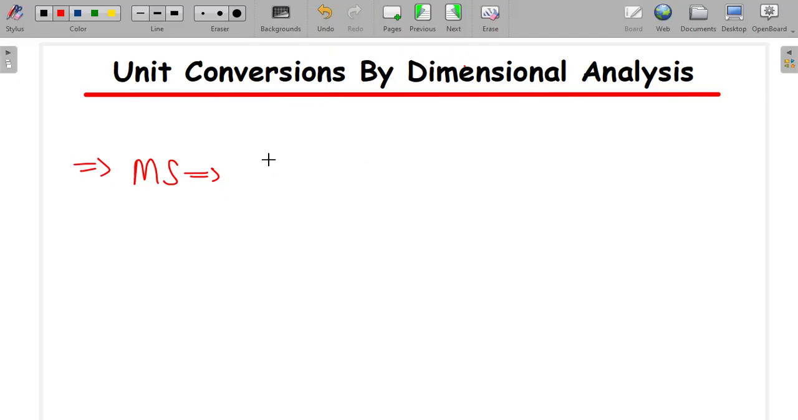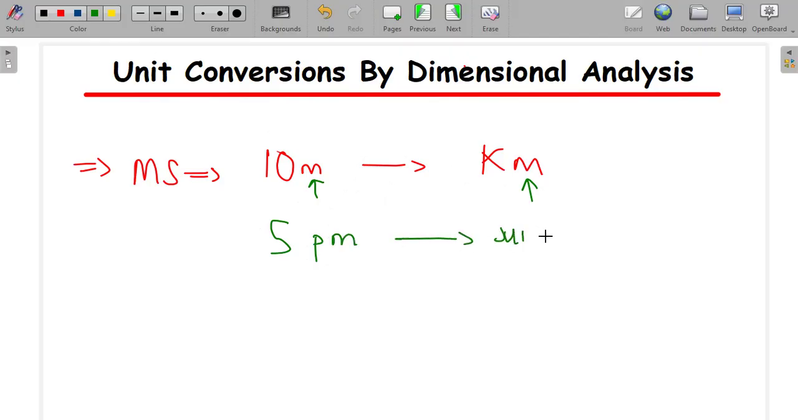I can have maybe 10 meters, and then I want to convert these 10 meters to kilometers. You see that I'm still dealing with the same unit here, but the prefix in front is the one that is different. Or I can say 5 picometers, then I want to convert this to micrometers. I still have meters, but there I have pico, there I have micro. So the metric system is mostly used on the same quantity, but with different prefixes.